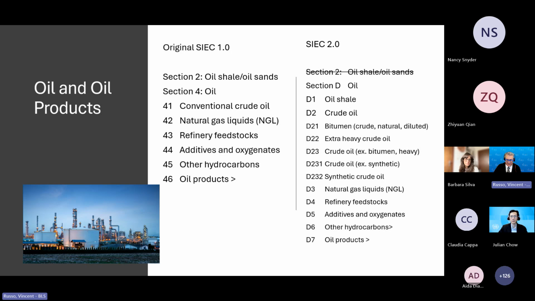We also eliminated a separate section in SEC 1.0 for oil shale and oil sands. Oil shale has now moved under oil, and oil sands were removed because they are not really recognized as an energy product per se. It is more of a geologic condition, and oil sands are really not produced or consumed in that sense. They're just further processed into bitumen, which is the product that comes out of oil sands.